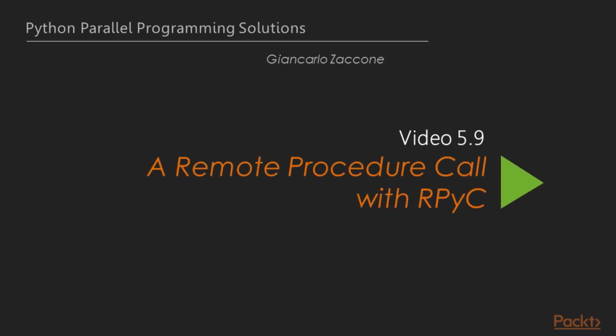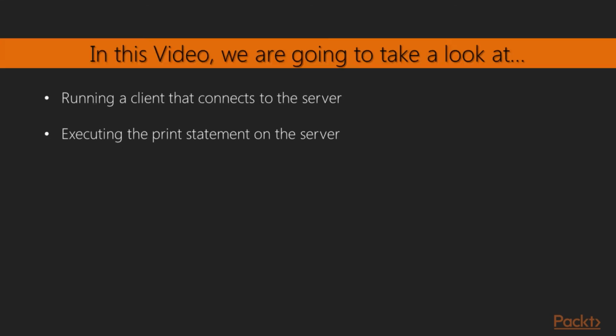In our previous video, we saw how to use MapReduce with Disco. This is a remote procedure call with RPYC. In this video, to carry out the remote procedure call with RPYC, we'll first run a client that connects to the server. Next, we'll see how to execute the print statement on the server.